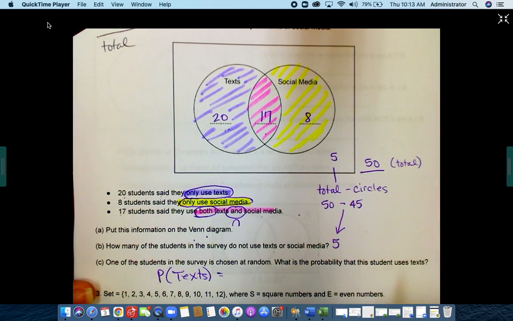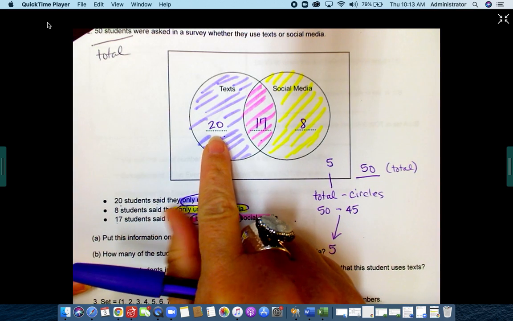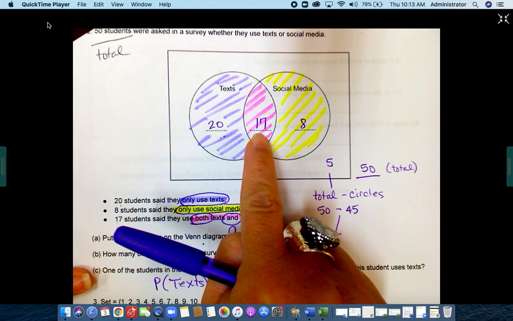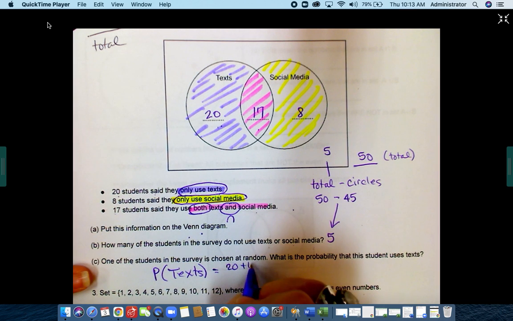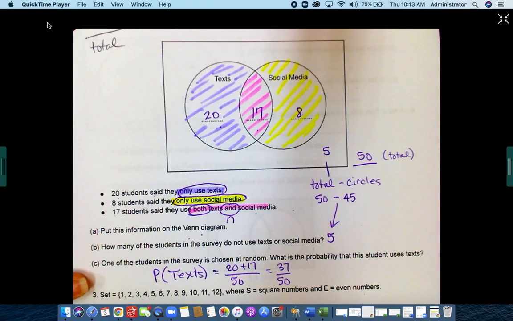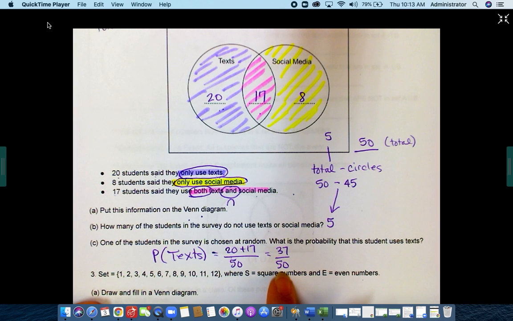Well, notice it does not say text only. It just says how many text. So do these students text? Yes. Do these students text? Yes. So that means I need to add these two together. So that's going to be 20 plus 17 divided by your total, which is 50, or 37 out of 50. So the probability that one of the 50 students texts is 37 out of 50.